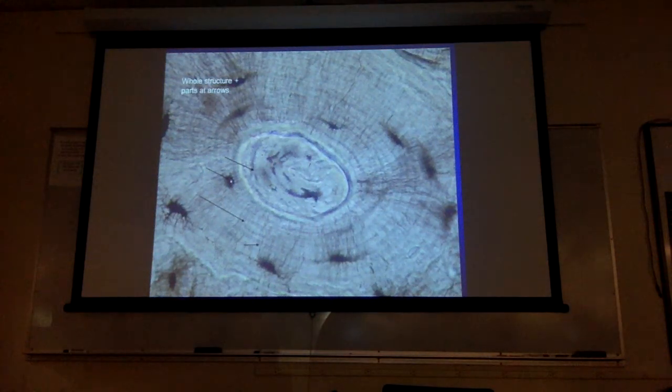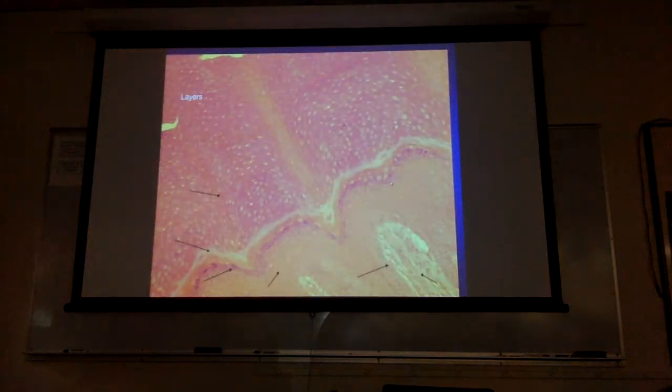What's this again? Osteocyte, and what are these little things? Canaliculi. What's this layer right here? Basal. This is spinosum. This is granulosum. This is lucidum. This is corneum. And what is this right here? Papillary layer of the dermis.